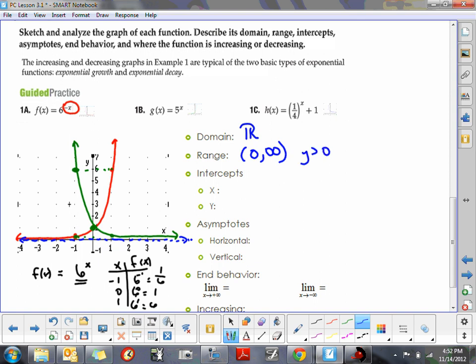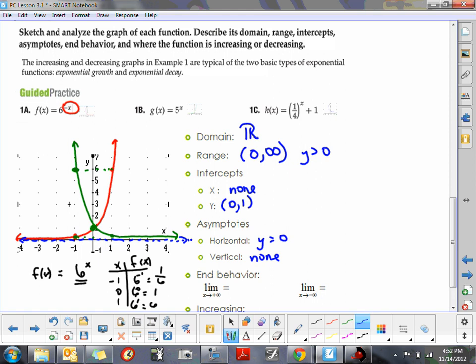X-intercepts and y-intercepts. Are there any x-intercepts on this graph? Shouldn't be unless we have a vertical shift up and down. So on our particular graph, there are no x-intercepts, so there's none. The y-intercept on our particular graph has to be the ordered pair 0, 1. Asymptotic behavior, we only have one horizontal asymptote, and that is where y is equal to 0. There are no vertical asymptotes, so none.